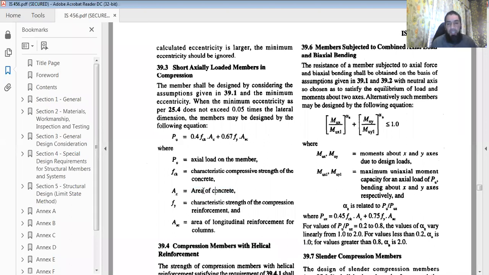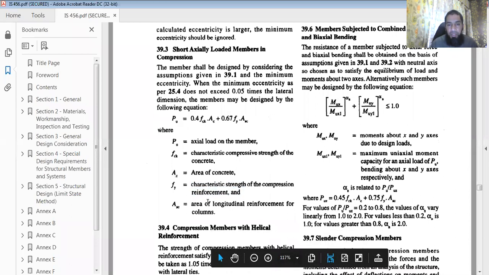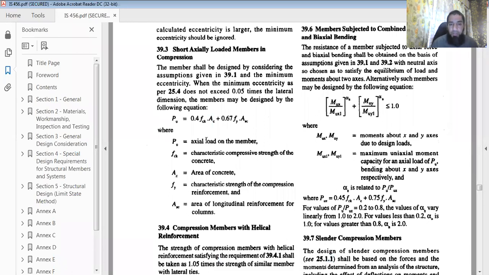But if it's a rectangular column, it will be B into D or W into D, whichever designation you take. So fy is the characteristic strength of the compression reinforcement, and Asc is the area of the longitudinal reinforcement. Now this is a complete formula. It's valid once you know the area of the concrete that you want, for which you are actually designing.